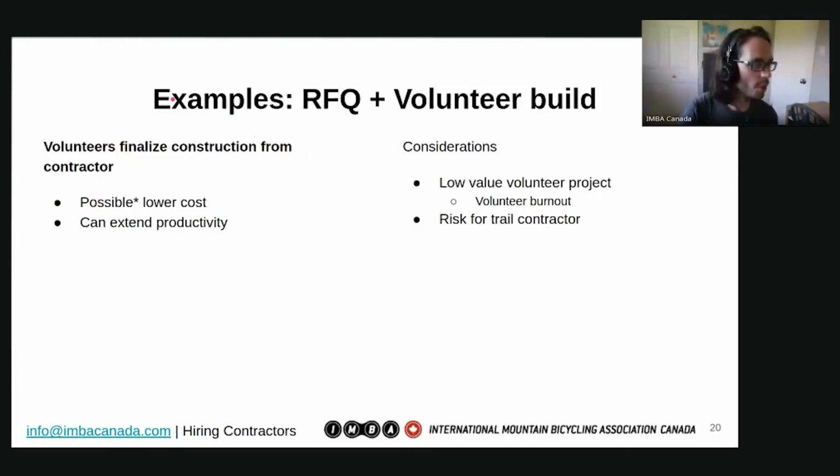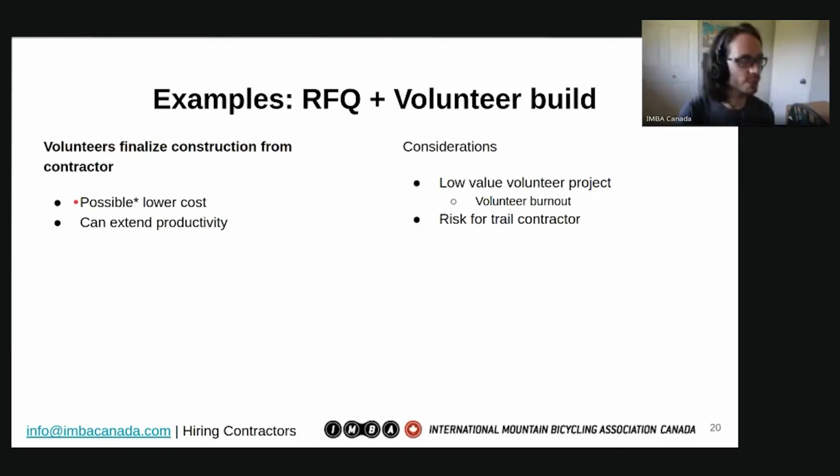And then another one would be an RFQ plus a volunteer build. And this is something that happens a fair amount in smaller communities that don't have access to large pockets of money to buy wholesale trails ready to go. This is appealing on the front end, but I caution people to think about the actual benefits versus the expected benefits, because there is a possible lower cost, right?